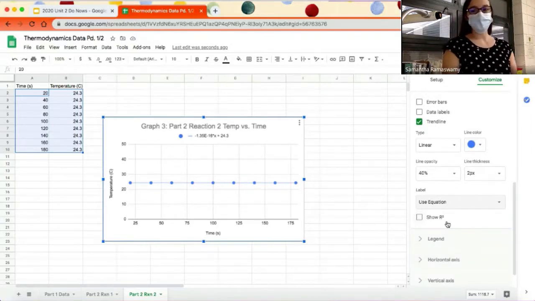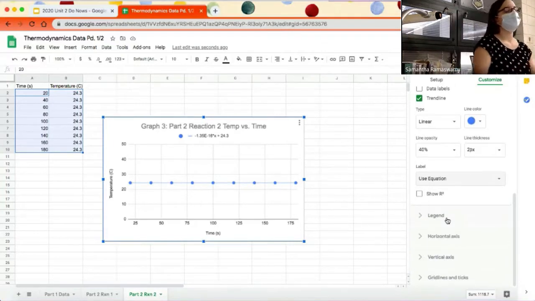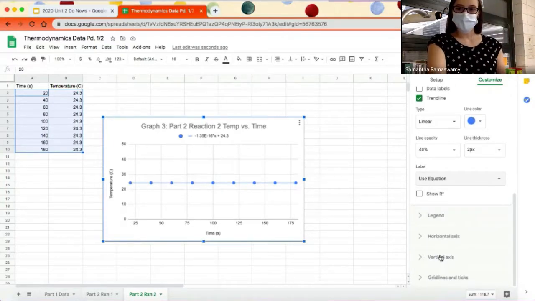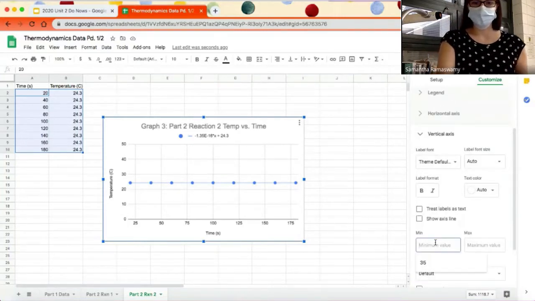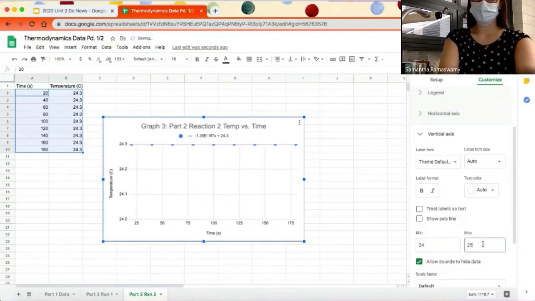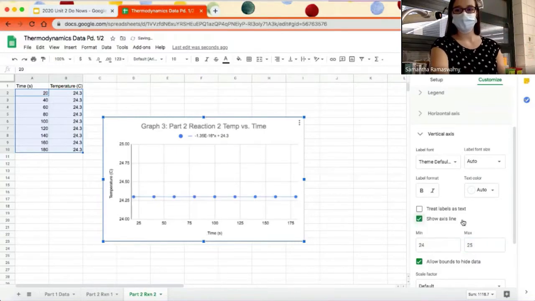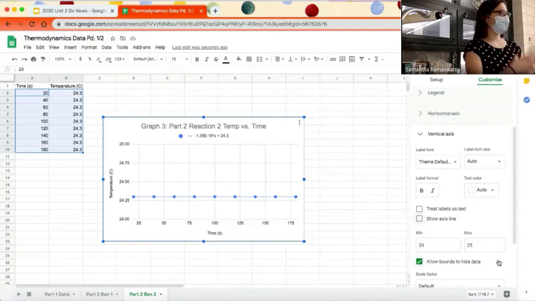Now, we don't really have to change the scale because it's just a straight line, but we could. So if I go to vertical axis, I'll make it between 24 and 25. Oh, I don't want the axis line. All right, but so I could do between 24 and 25. We could do between 24 and 24.5. But this at least just kind of blows up the graph a little bit.